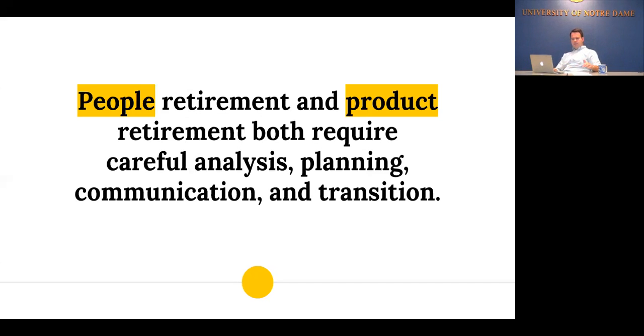People retirement and product retirement both require the same kind of analysis, planning, communication, transition. That's why the metaphor works really well for this. As we think about that, it gets us thinking away from killing this, the negativity of ending this and shutting this thing down, and of course the instant bracing of like, you're not taking this thing away over my dead body, to how do I plan for this? This is a natural process. This is something that we expect.